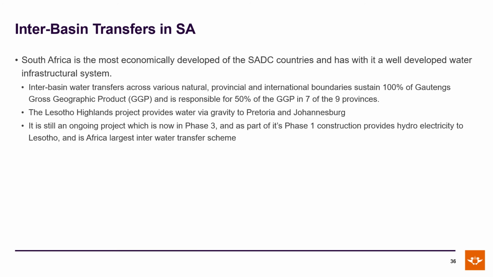So South Africa is one of the most economically developed of the SADC countries, and therefore its water infrastructural system has to be on par with that in order to sustain its economic development. And 100% of Gauteng's gross geographic product is sustained from this interbasin water transfer from the Lesotho Highlands project. And this is still an ongoing project, which is still in phase three, in which phase one included the construction of hydroelectricity, and this is what powers Lesotho.